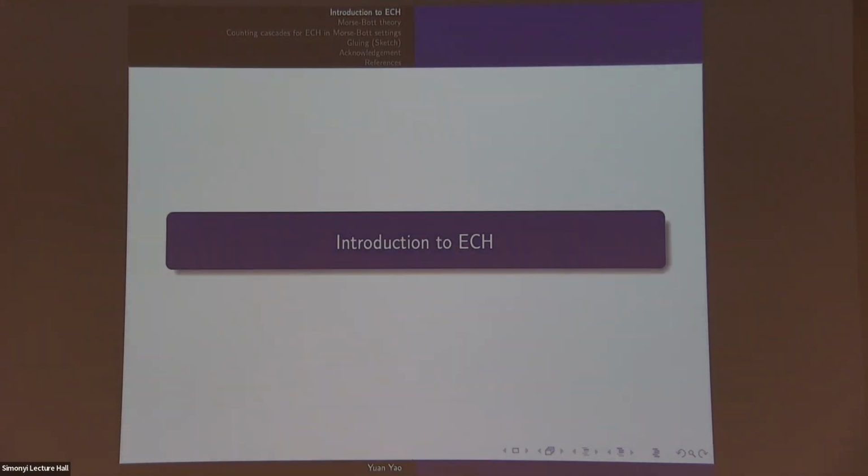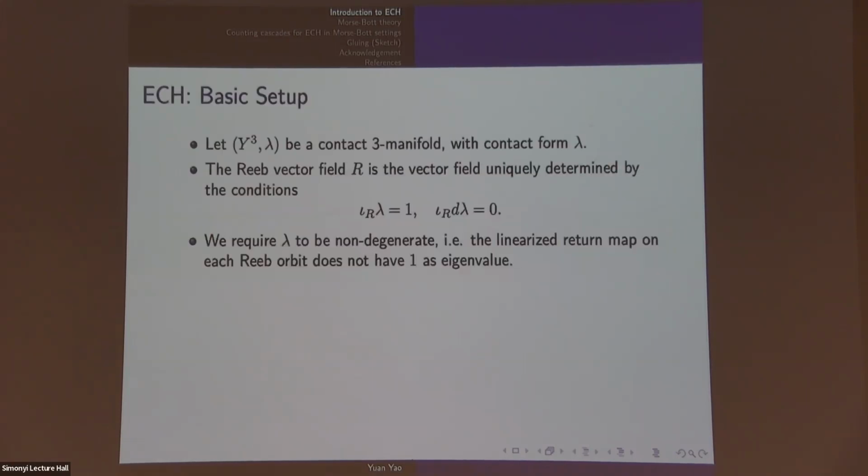So ECH, in very brief words, is a Floer theory with generators Reeb orbits, and differential defined by counting pseudo-holomorphic curves. So suppose you have a contact 3-manifold with contact form lambda. So the Reeb vector field is uniquely determined by these conditions. And we consider the periodic orbits of this vector field. We call them the Reeb orbits.